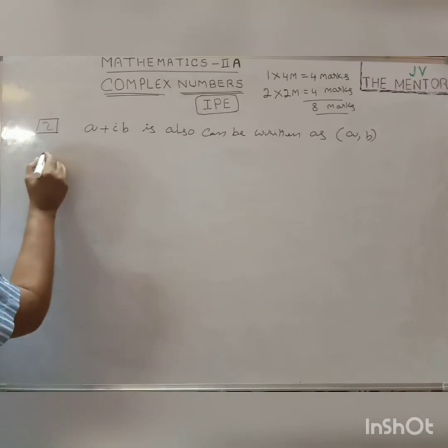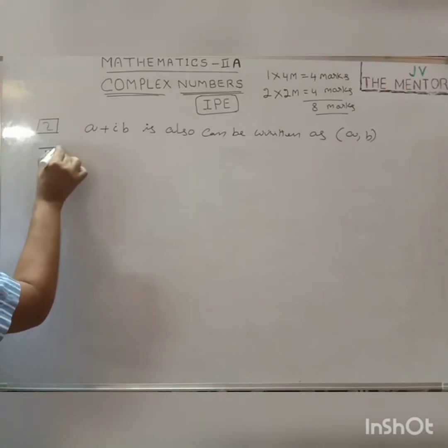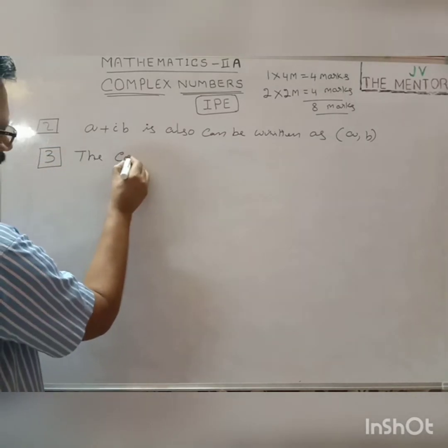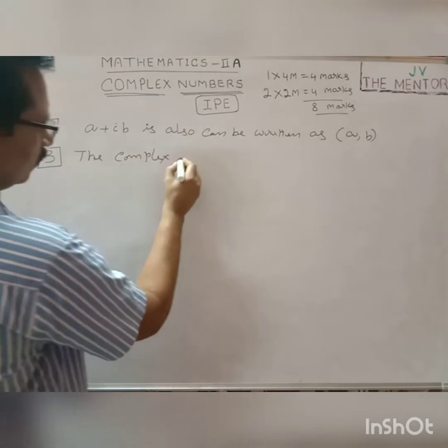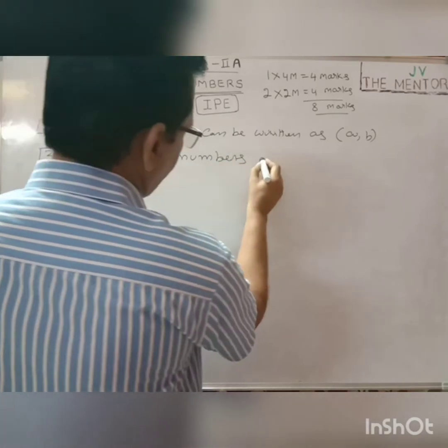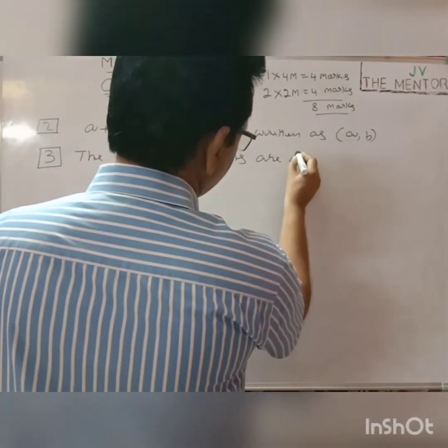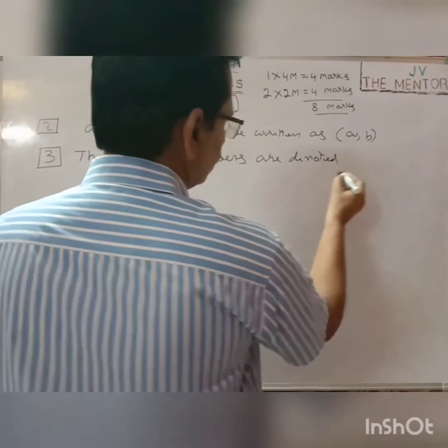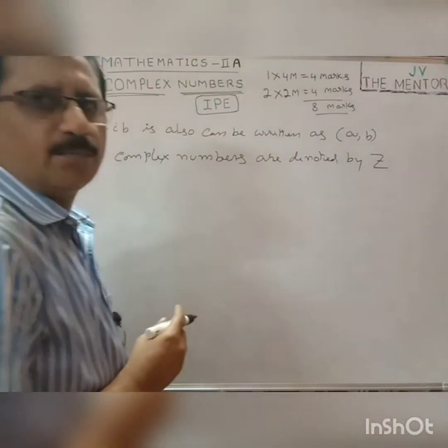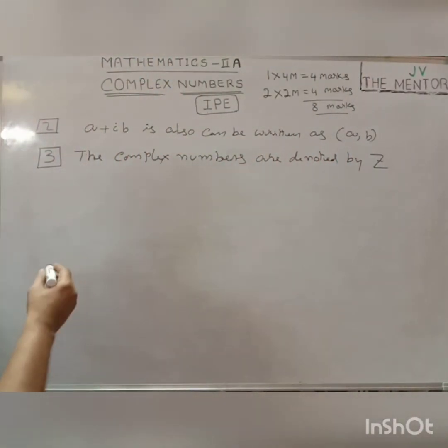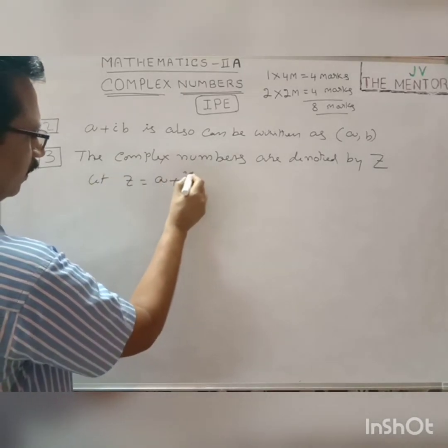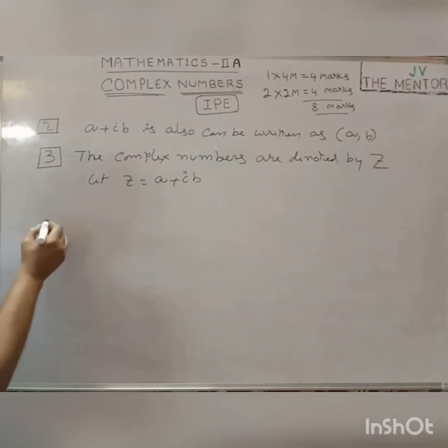Now third point: the complex numbers are denoted by z. That is, let z equal a plus ib.